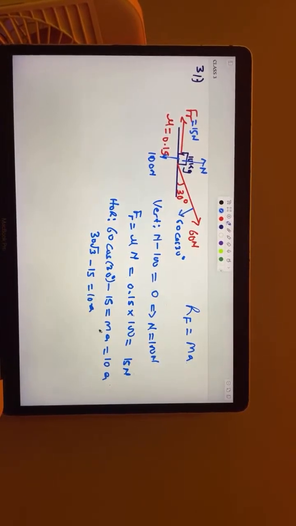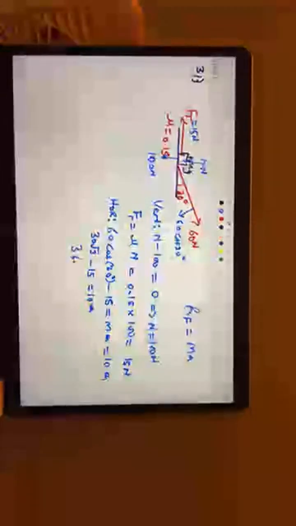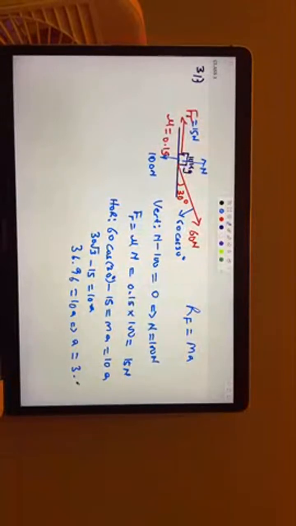So was the answer given as a decimal, or was it given in standard form? Okay, as a decimal. So with that, let's do that. We have 60 cos 30 minus 15. So that is 36.96 equals 10A. That implies that A equals, you divide both sides by 10, approximately 3.7. So 3.7 meters per second squared. And that is how we solve question 31.